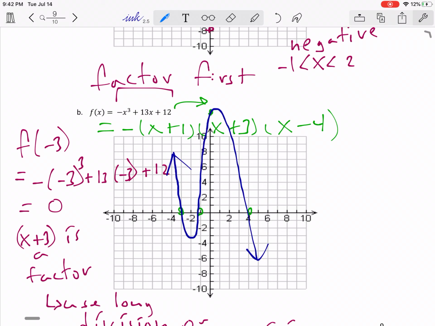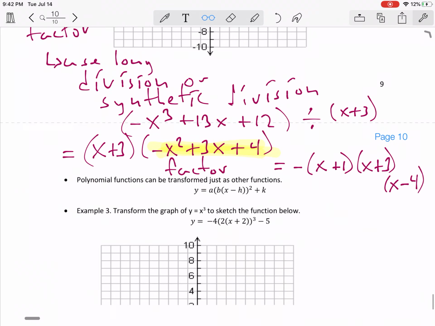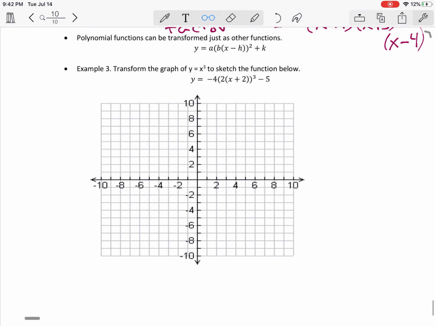Okay, so there's your function. It's important that you understand what we were talking about with multiplicity being odd or even. Okay, let's look at the last one. Here, just like all the other functions we've looked at, you can apply transformations. So a, b, h, and k are the same as what we talked about before. And so what you want to do is compare this to the base function.